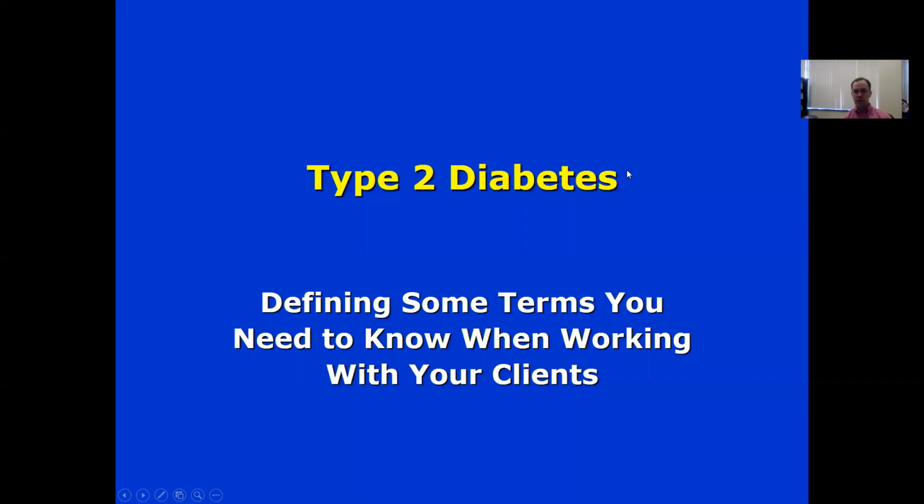All right, now we're going to move on to type 2 diabetes. And it's important that we understand this because in lesson 5, we're going to talk about a lot of the associated health risks of type 2 diabetes. And so this will lay the foundation for lesson 5. We're going to go over the next several slides here. We're going to talk about various terms you should know when working with clients and just know in general.